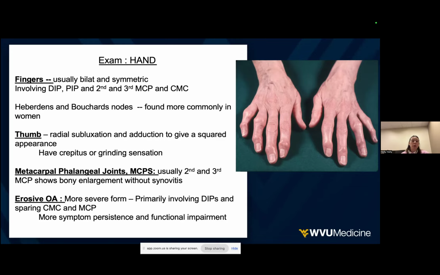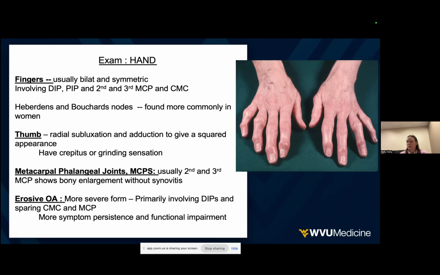And then as we go through the thumb, again, you're going to see what we call squaring, where you have the subluxation and adduction that gives the squared appearance of the CMC joint. And sometimes when you move that joint around, you're going to feel that crepitus or grinding sensation. You won't really feel that in the other fingers as much, but you will in the thumb. MCP, so the base of your fingers there, typically you're going to find changes more often with degenerative types of arthritis in the second and third MCPs, rather than the third and the fourth, where you'll see bony enlargement and thickening there.